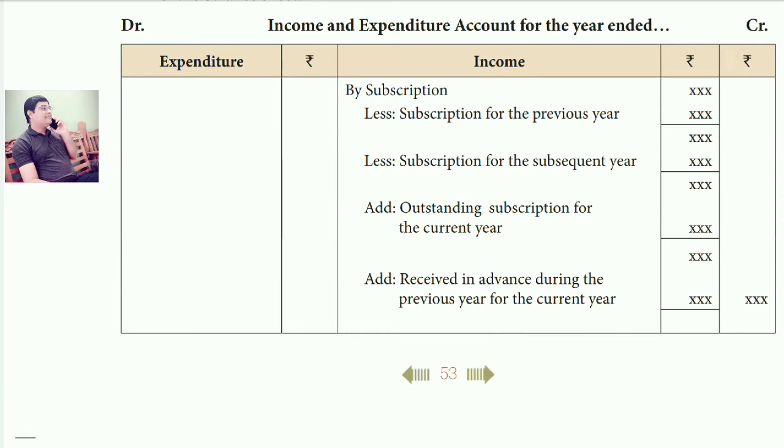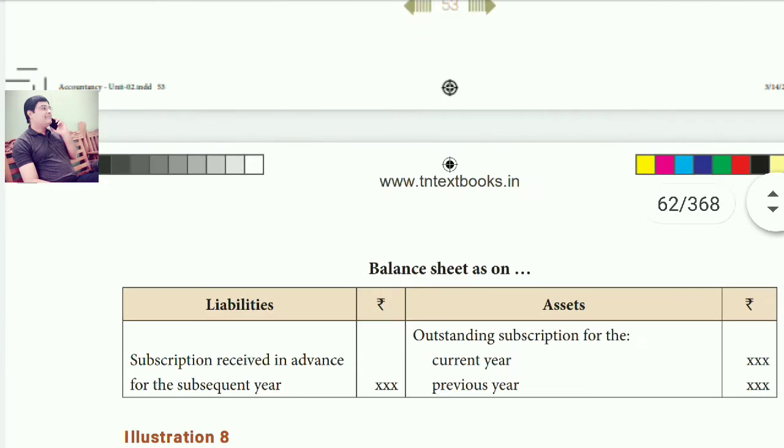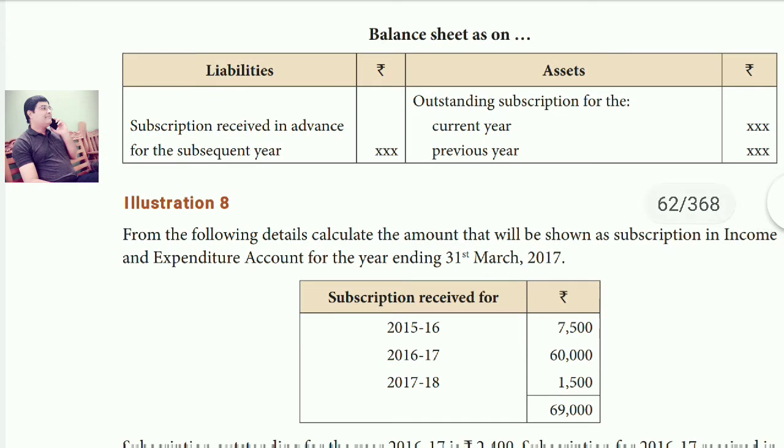So last year received in advance for the current year will be added. Next, you have to see the balance sheet. In the balance sheet you have to write subscription received in advance for the subsequent year on the liability side. On the asset side, current year and previous year both outstanding subscription we have to write. As per the sum we have to prepare. If the sum asks for a balance sheet you have to prepare it, otherwise income and expenditure is enough.